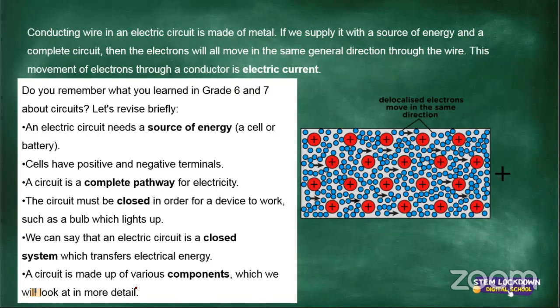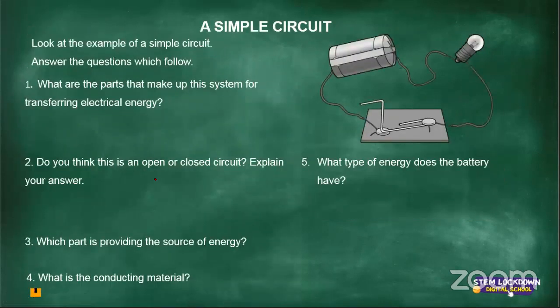So a circuit is made up of various components, which we'll look at in more detail. So we're going to look at what the components of a circuit are. So basically, if we look at the diagram, this is what a circuit would look like in real life. So this is your battery. These here are your conducting wires. This is your bulb. It's attached to a switch over here. Now this switch, because it's touching this metal and that metal, it's a closed circuit.